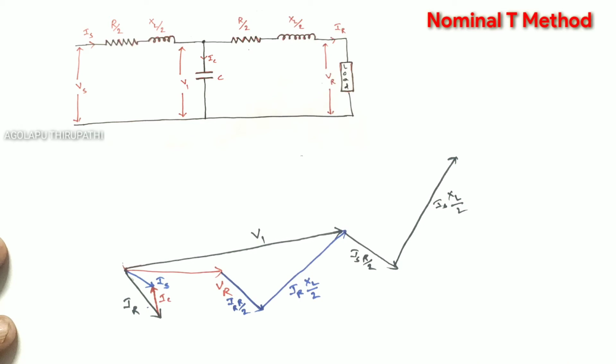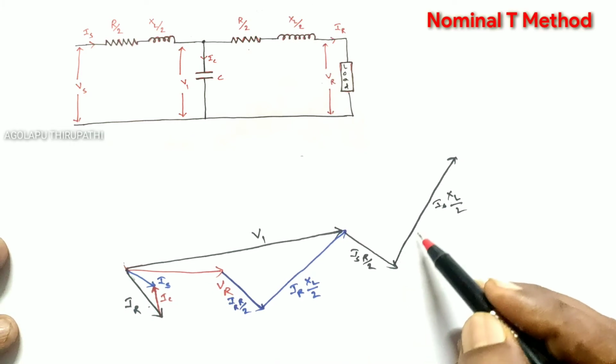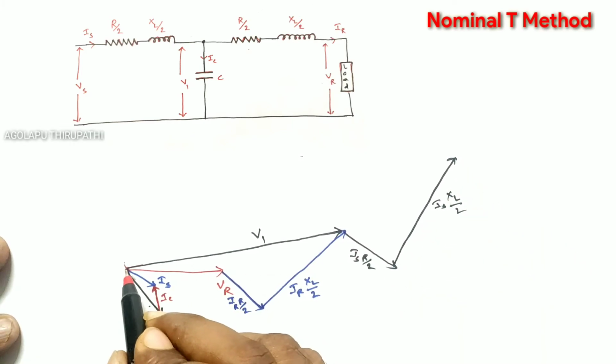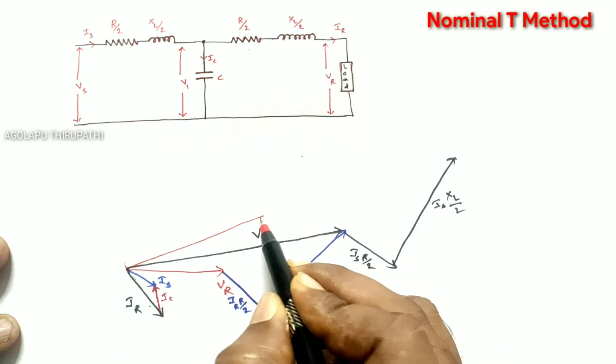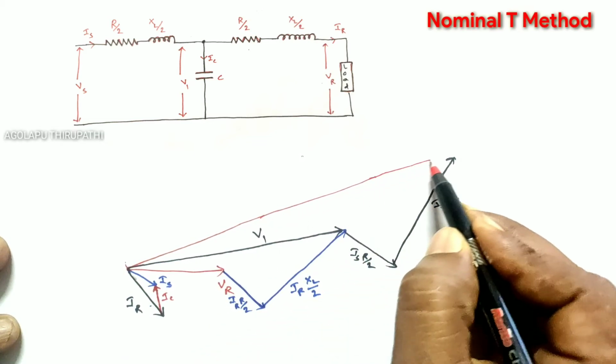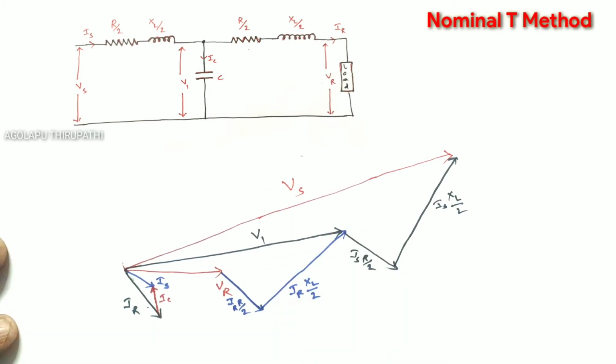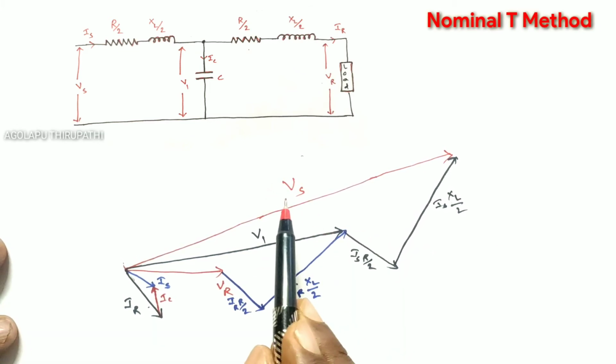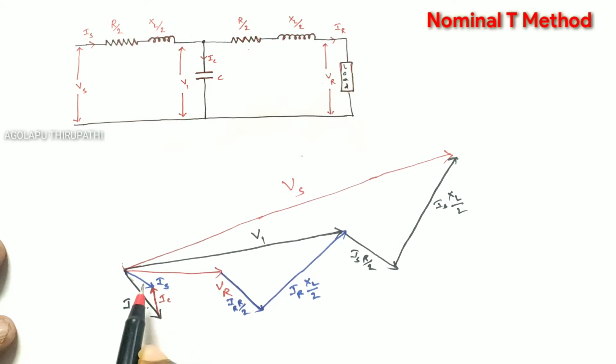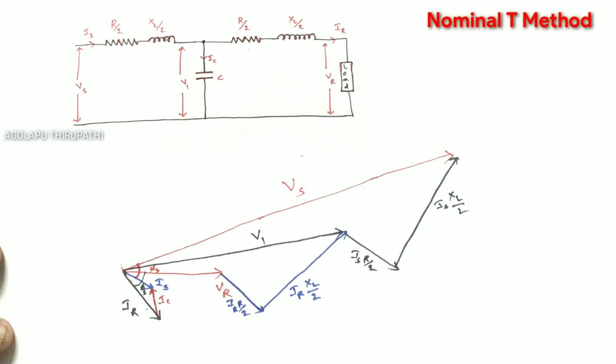Now take the resultant of V1, IS R by 2 and IS XL by 2. This will become the sending end side voltage Vs. The angle between Vs and Is is the primary side power factor angle, and the angle between VR and IR is the receiving end side power factor angle. This is the phasor diagram for the nominal T method.